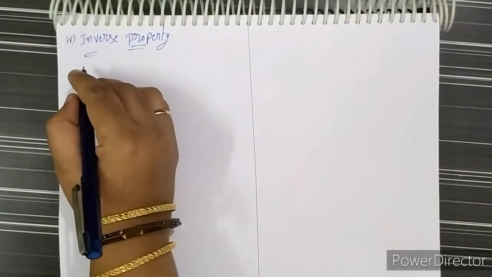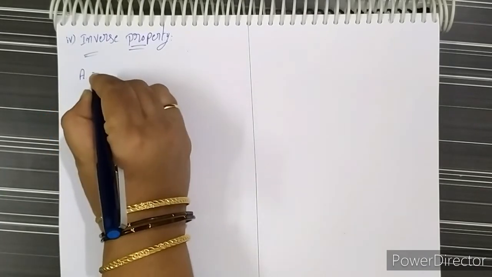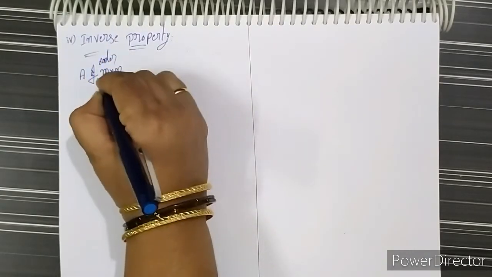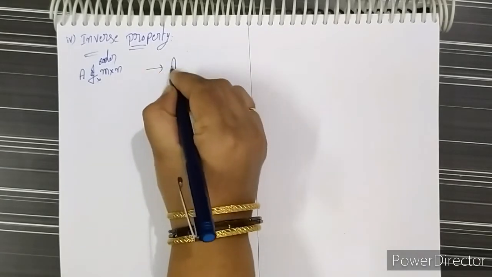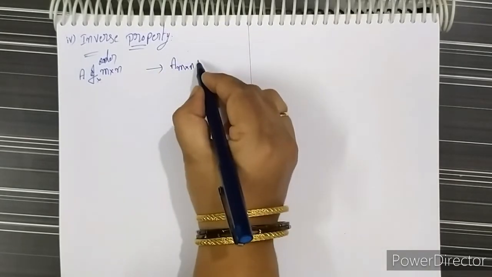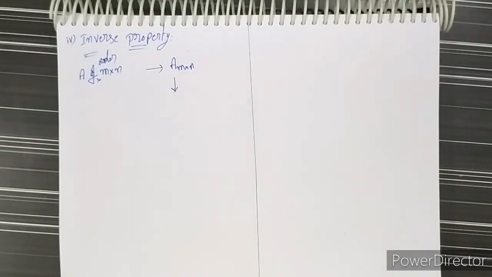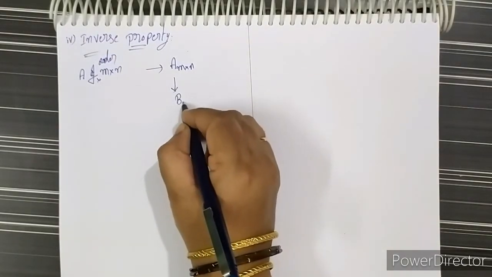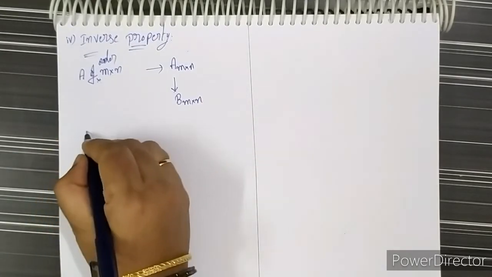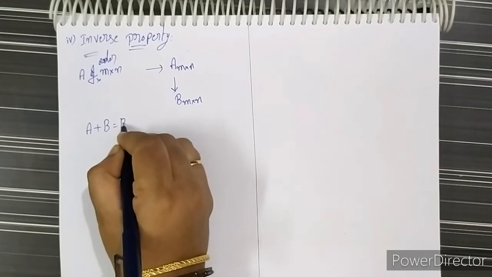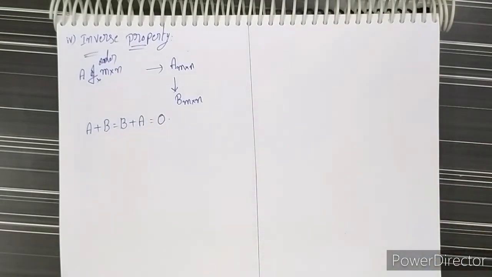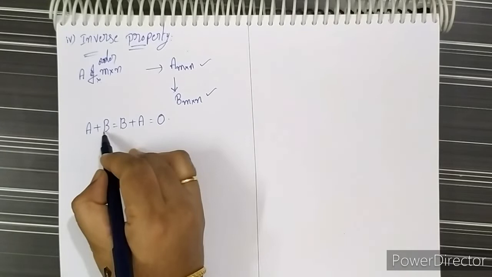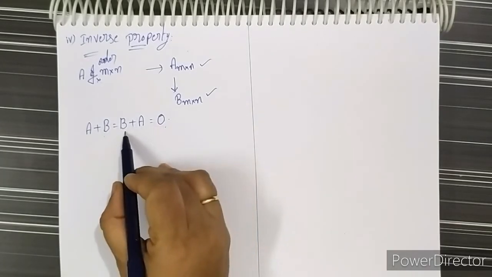If A is a matrix of order m by n, then the unique matrix of order m by n is B. Then the addition A plus B is equal to B plus A, that is equal to O. That means the addition of the two matrices is equal to O in both conditions, A plus B equal to O and B plus A equal to O.